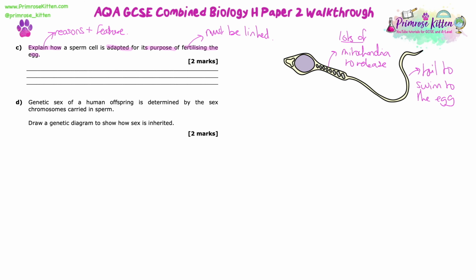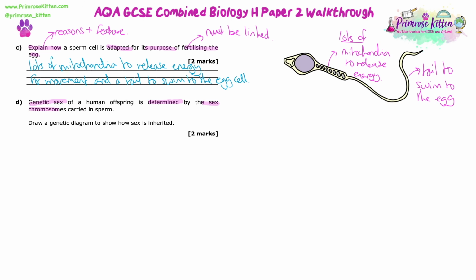So we can't just say they have mitochondria to release energy for movement, to move the tail, because that's what they need, they do. But if you said that, that's not an adaptation because all eukaryotic cells have mitochondria. What is special about them is that they have lots of mitochondria, which release energy. It's important that we say release. We're not creating energy, we're releasing, we're transferring energy for movement. And then how do we move? Well, we have the tail, which allows the cells to swim.